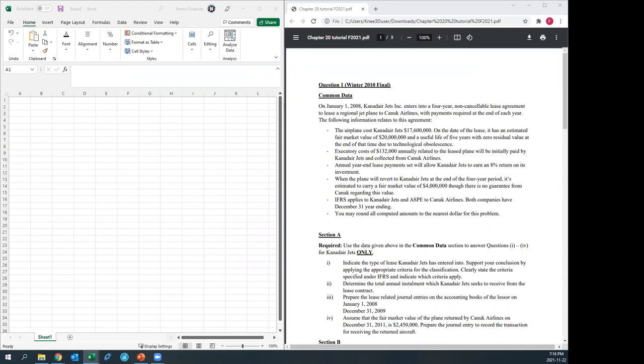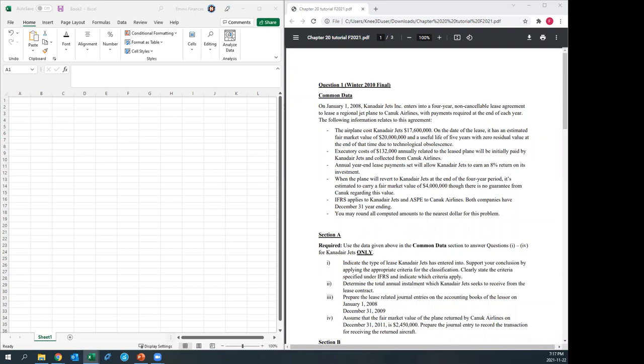For the first question, on January 1st, 2008, Canadair Jets Inc. enters into a 4-year non-cancelable lease agreement to lease a regional jet plane to Canuck Airlines, with payments required at the end of each year. The following information relates to this agreement.